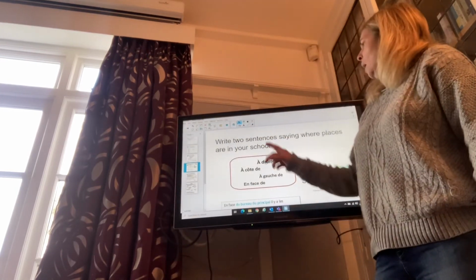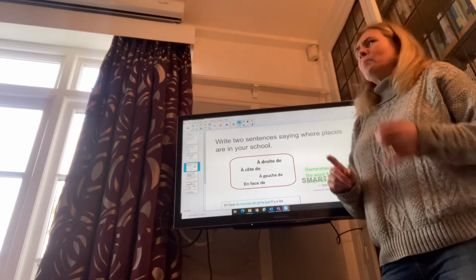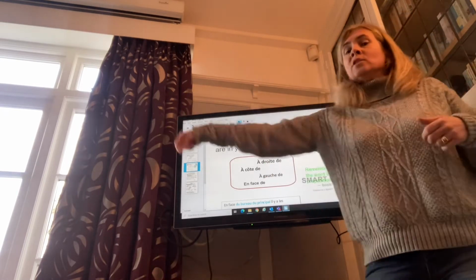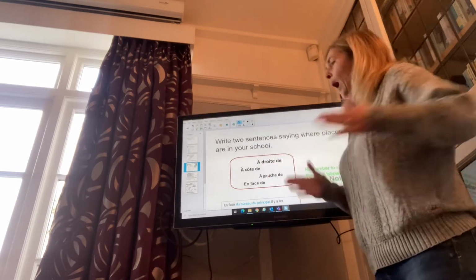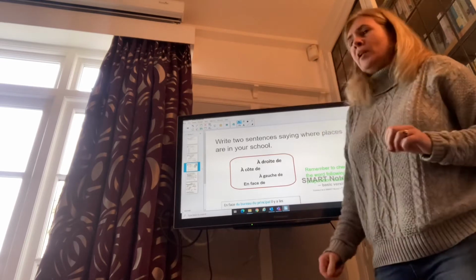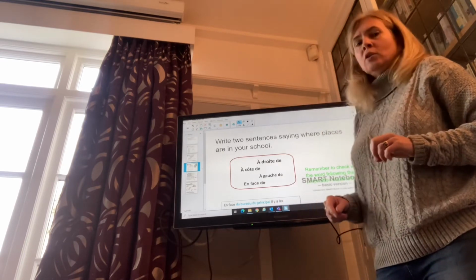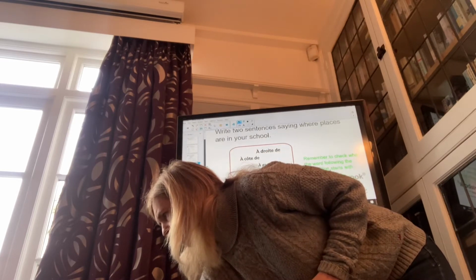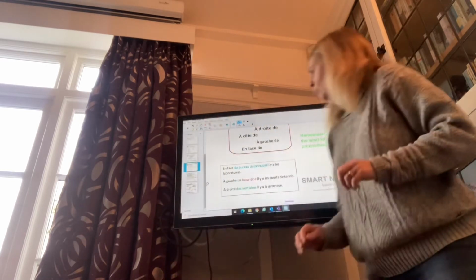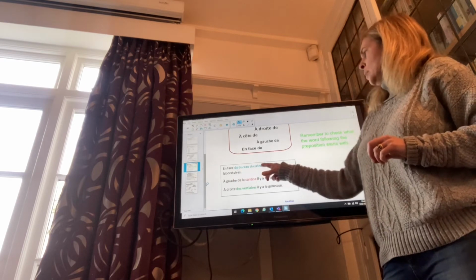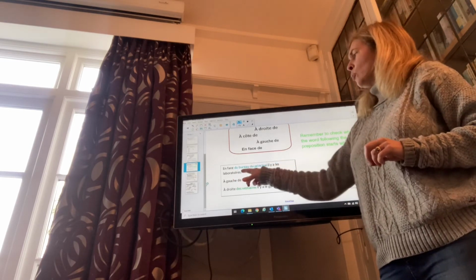Okay, I want to know 2 sentences saying where places are in your school. Here's a reminder of the words à droite de, on the right of, à côté de, next to, à gauche de, on the left of, en face de, opposite. And here's our example sentences that you might use to help you make your own. En face du bureau du principal, il y a les laboratoires.